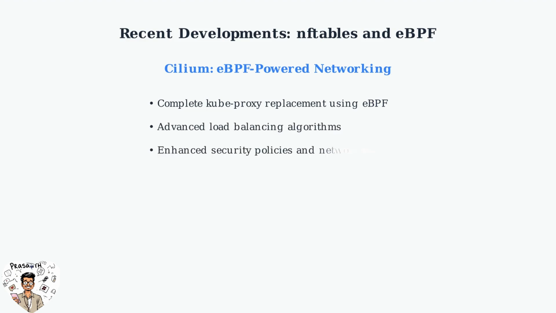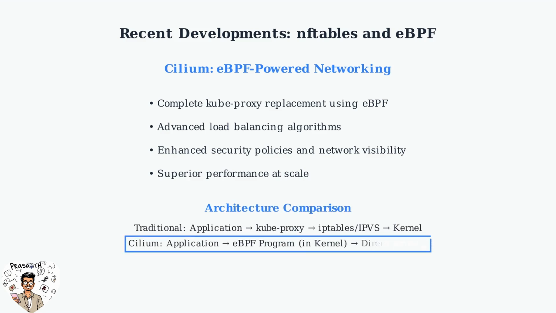Cilium serves as a container network interface that can completely replace kube-proxy functionality using eBPF programs. It provides advanced load balancing algorithms and enhanced security policies. The performance benefits stem from Cilium's ability to operate directly in kernel space, eliminating the overhead of traditional networking stacks and providing superior performance at scale.